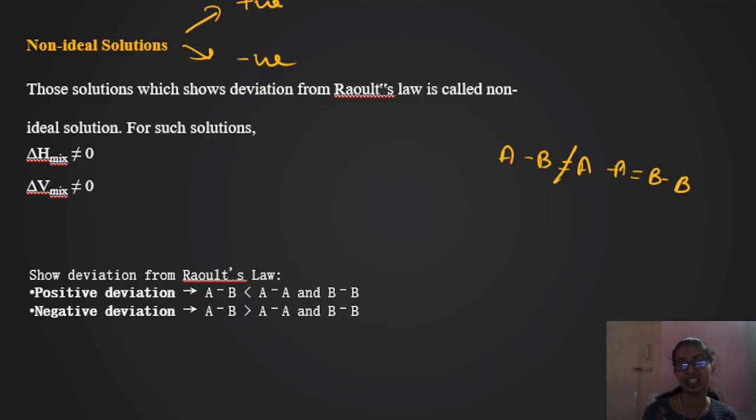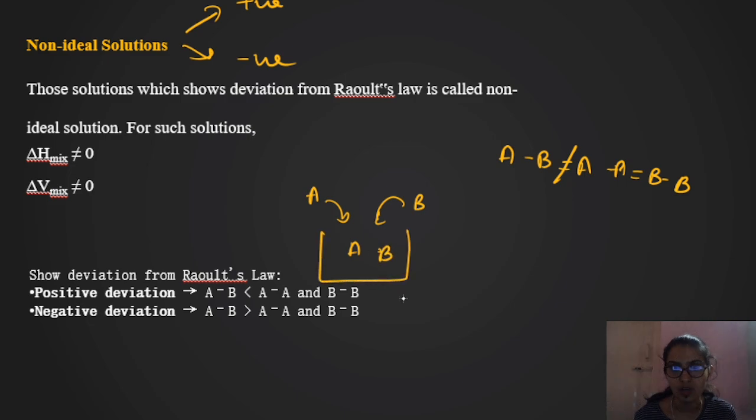So what does positively and negatively deviated mean? Simple thing. Suppose I have liquid A and liquid B, and after mixing liquid A and liquid B, you see the volume is increased, or the volume is decreased. It means they are showing non-ideal behavior. If you see a change in energy, then they are behaving as a non-ideal solution.